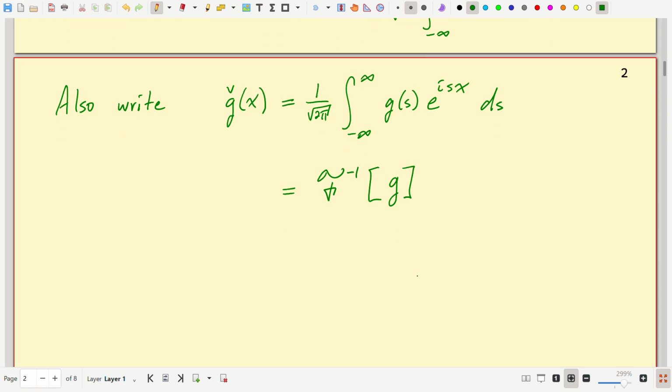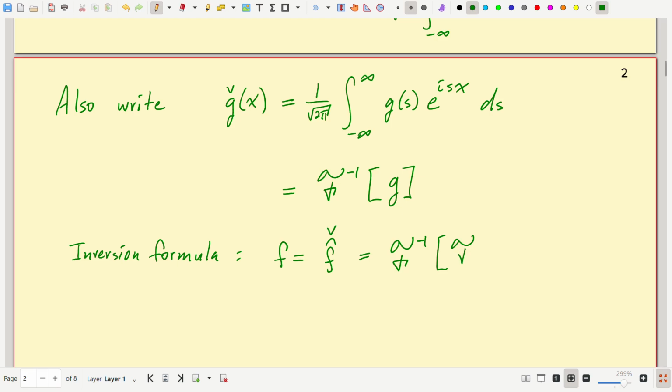Okay, so the inversion formula, when you use this notation, is f is equal to f hat upside down hat, or f inverse of f hat, stuff like that.